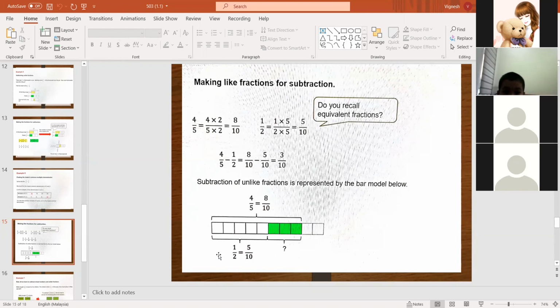Can you see the bar model, how they showed it for the subtraction? The total here: 1, 2, 3, 4, 5, 6, 7, 8, 9, 10. So 10 is the total denominator, correct or not? So you have to draw 10 parts. And then here, the 4/5, we have changed.